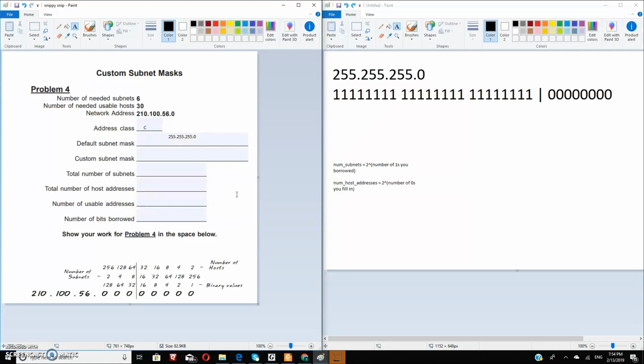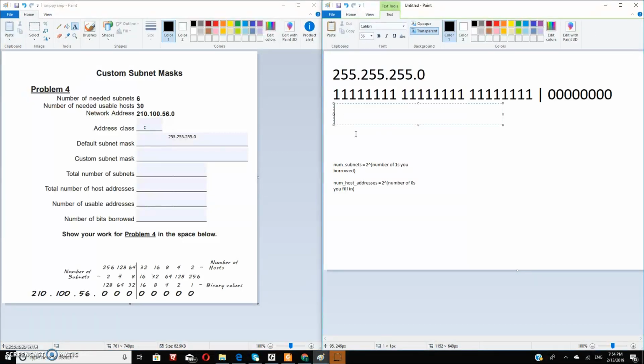But to answer the other parts of the question, you would borrow bits from the first section of the host portion of the address, and you would fill that into the network section of the address. You can always borrow bits from the left-hand side, but you can never borrow them from the right-hand side. So the left-hand side will remain constant. That part's not changing. I put a line here to demarcate which part is the network and which part is the host. So we can always borrow from the left, but we can never borrow from the right.